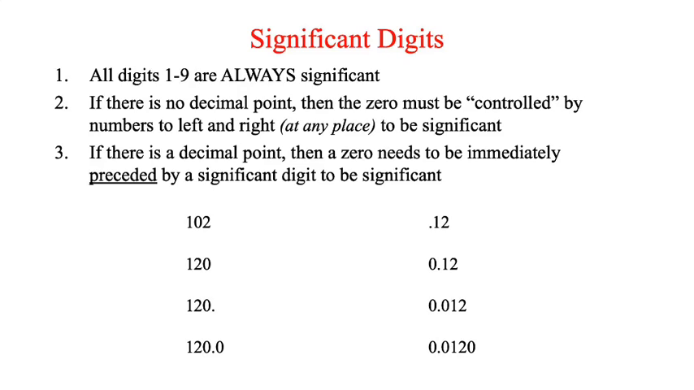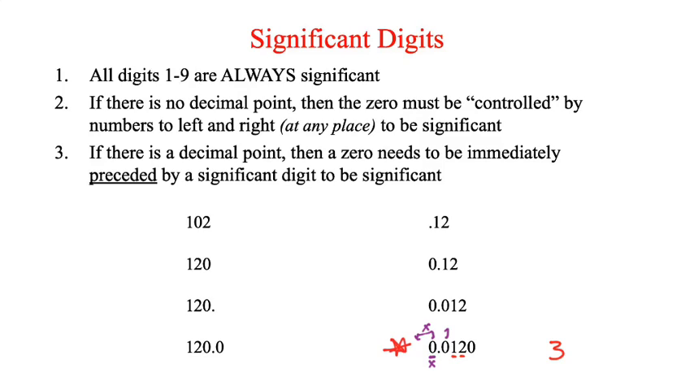I was looking at the very bottom right one. Bottom right, here. So 2 significant digits? 3. Just 0. The 1 and 2 are significant digits. We have a decimal point. So what's our rule? If there is a decimal point, then the 0 needs to be immediately preceded by a significant digit to the left of it. Let's start with our very first 0 on the left. What's to the left of that 0? Nothing. That's not a significant digit.